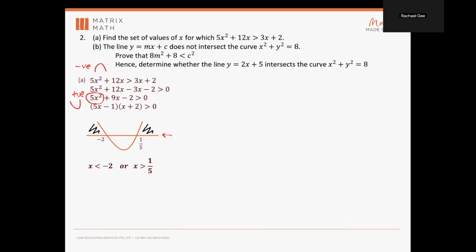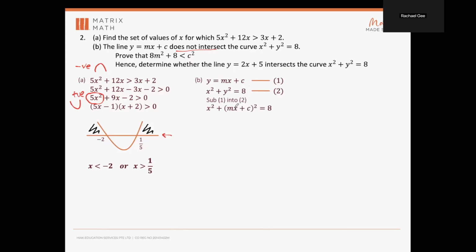Okay, and then for part B, the line y equals mx plus c does not intersect the curve. Okay, prove that 8m squared plus 8 is less than c squared. Okay, so you have y equals mx plus c. This is your first equation. x squared plus y squared equals 8 is your second equation. So if it does not intersect, it means that when I set this to be equal to 0, my discriminant will be... So if I do a substitution, okay, there will be no intersection.